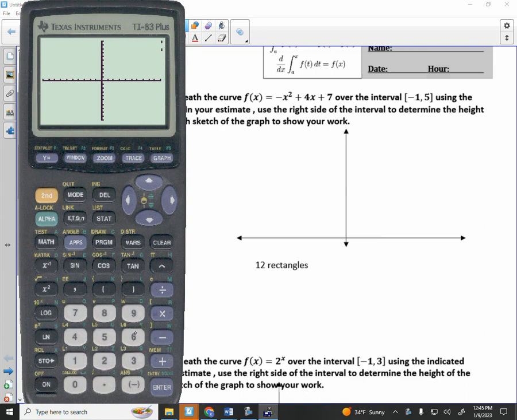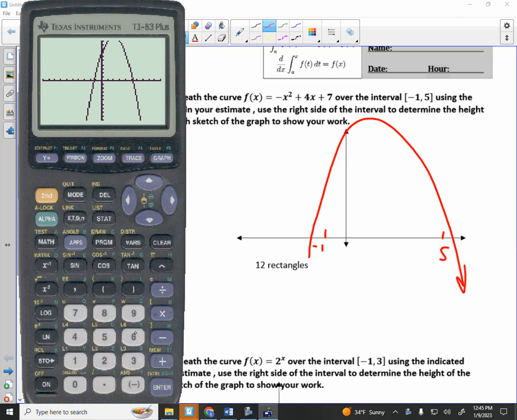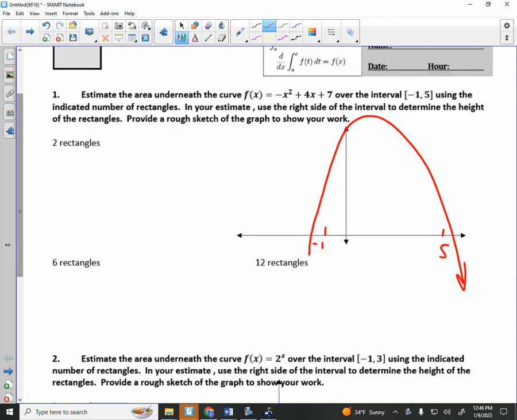And I'm going to press Zoom 6 for Zoom Standard, and there's my shape. And it looks like it crosses the x-axis just to the left of -1 and just to the right of 5. So you don't have to come up with a perfect drawing, but just a general drawing. So I want to help you get started a little bit, okay? I want to estimate the area.